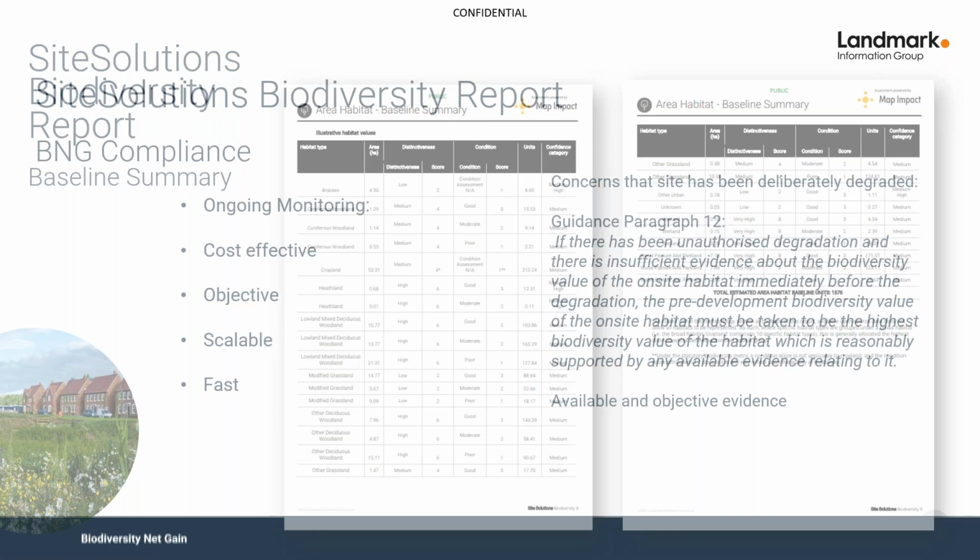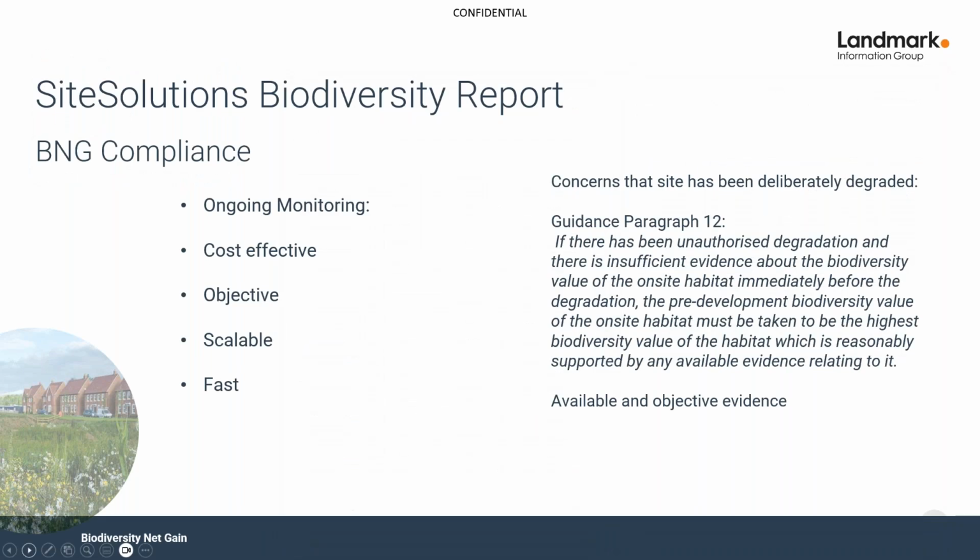If we move on to the next slide, this is where we think it is very useful, in all of the things that we've already talked about, with this being a highly cost-effective approach. It's very useful for ongoing monitoring. It's highly objective because it brings in that satellite data and it removes some subjectivity from the ecologist, but Sam will talk a bit more to that in a minute. And it's very scalable and very fast.